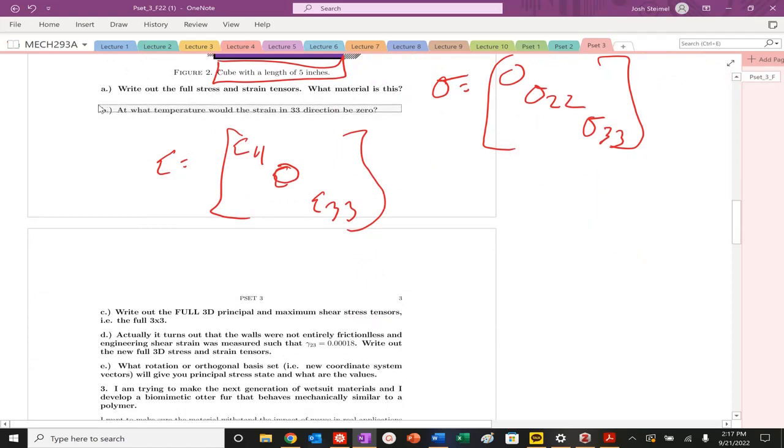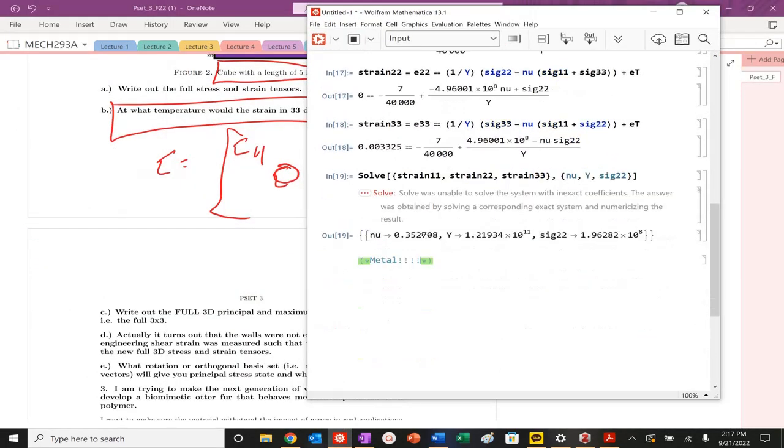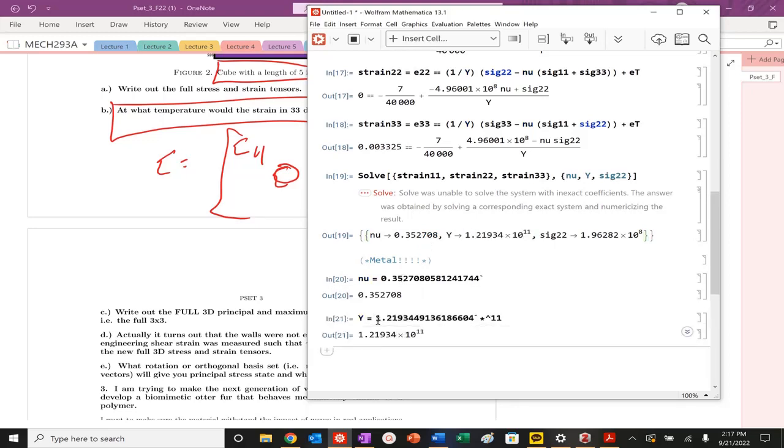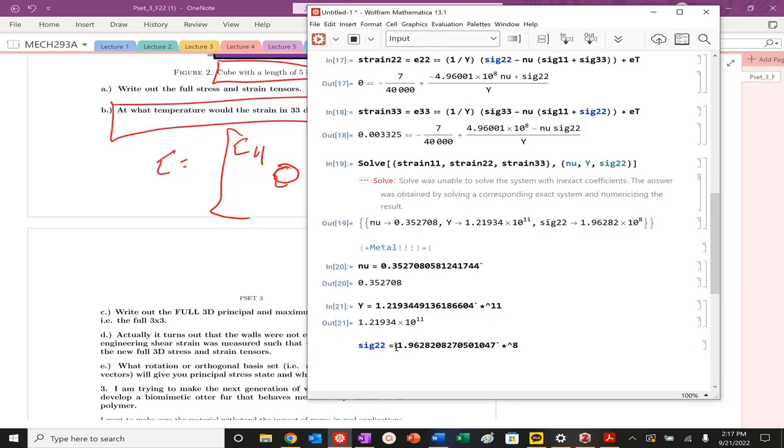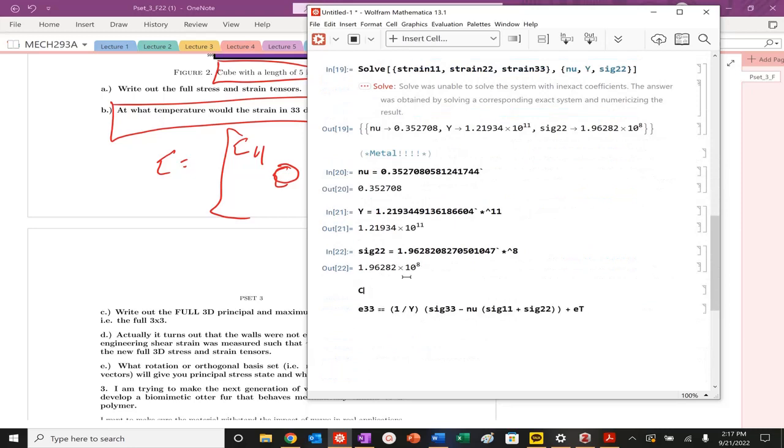At what temperature would the strain in the 3-3 direction be 0? That's a good question. I like it. Proud of myself for asking. So let's look at our strain 3-3 equation. And we can start to plug in some values that we know. So if I set nu equal to this, if I set my Y equal to this, if I set my sig22 equal to that, although we solved sig22 knowing something about our alpha, but let's just say we had this applied stress state, and we were actually changing temperature to change this. So it's a little bit of a derivative.